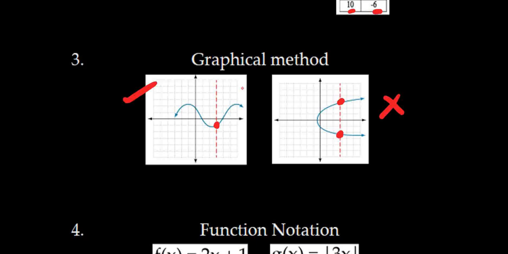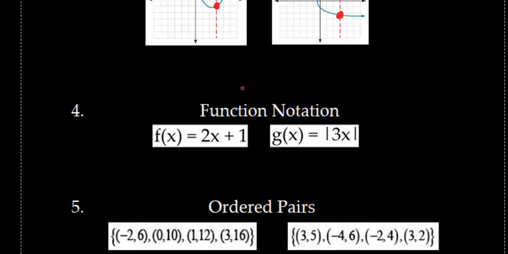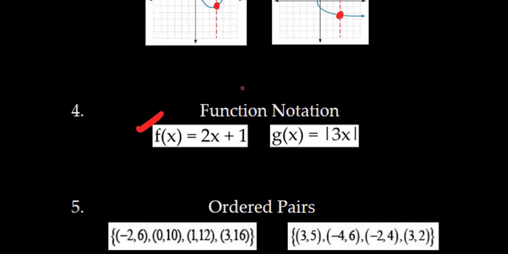All right, let's look at number 4, the function notation. f of x is equal to 2x plus 1. So if we plug in any value of x into this function, there will be exactly one output value. Therefore, f of x equal to 2x plus 1 is a function.